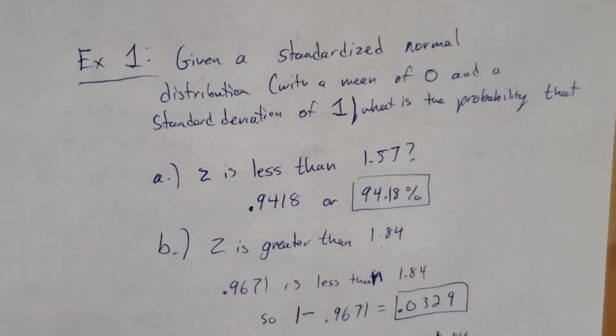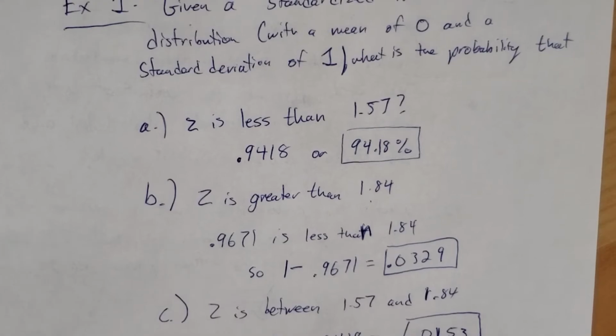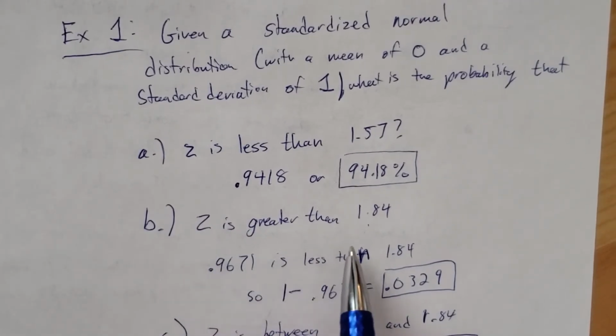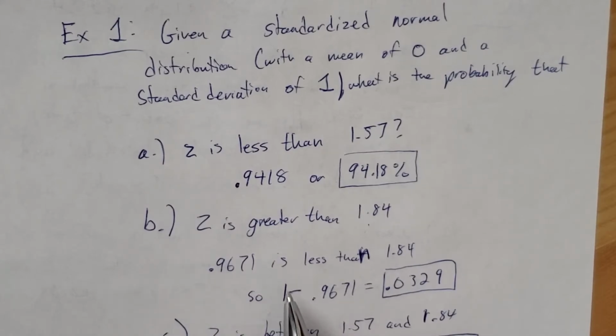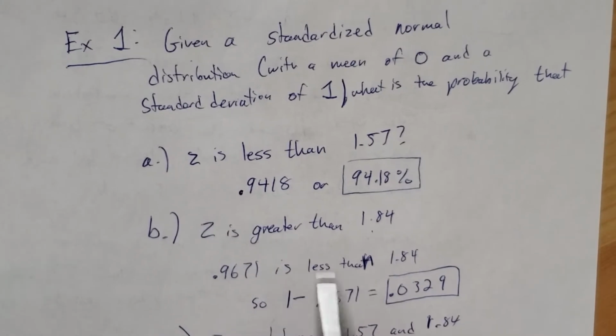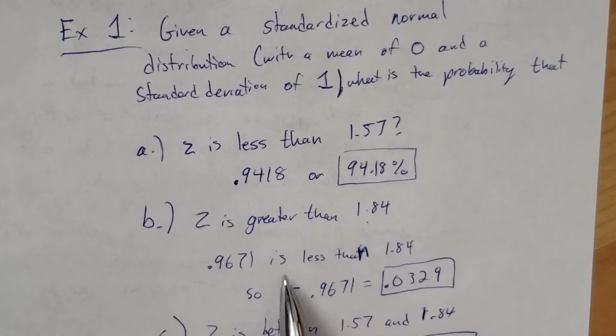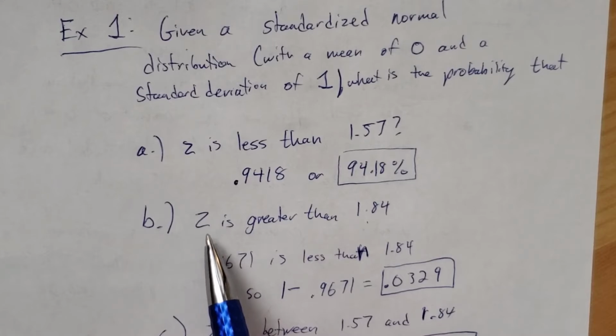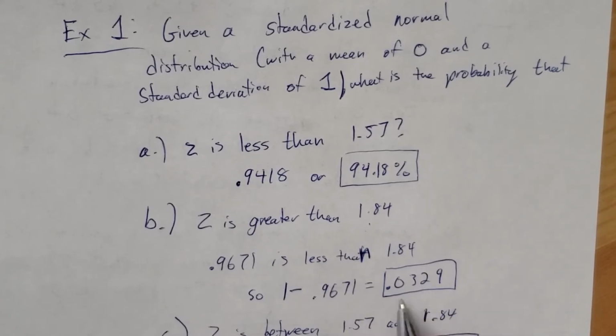If we continue along with this idea, let's look at part B. Part B says z is greater than 1.84. So we go along the table to 1.84 again, and we get 0.9671. But what does that represent? That represents the percentage, so 96.71%, of data points that have a z-score less than 1.84. Well, we want to know the percentage of values that have a z-score greater than 1.84, so we just take 1 minus 0.9671, which is 3.29%.